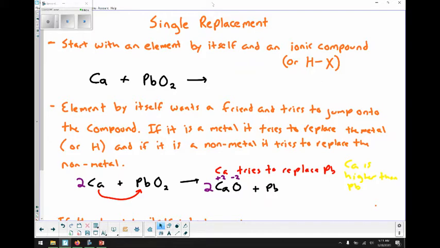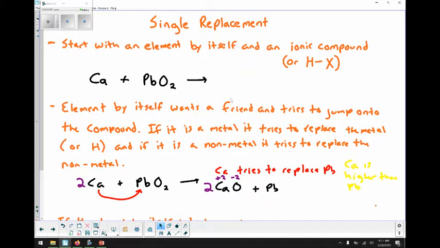In this case, we have calcium right here, and calcium would like to give up some electrons and be in a compound, and it needs something to take its electrons. And over here we have this lead-4 oxide, and the lead-4 oxide is happy, but the calcium would rather be with the oxygen. So calcium wants to be with oxygen, it's positive, oxygen's negative. Lead wants to be with oxygen. So there are rules that determine which one gets to be with oxygen, basically which one is more attractive.